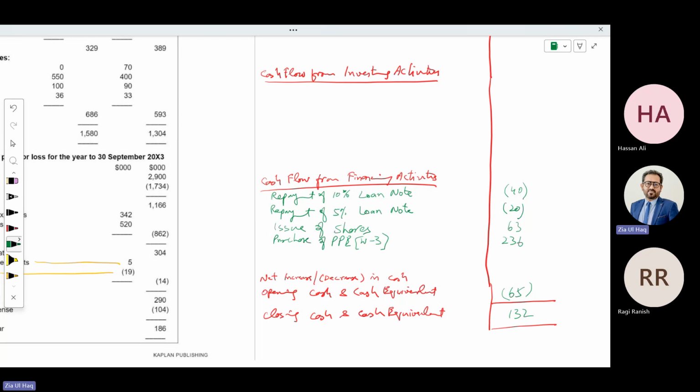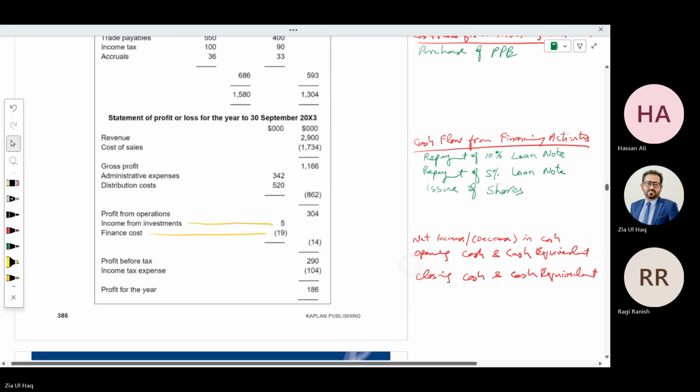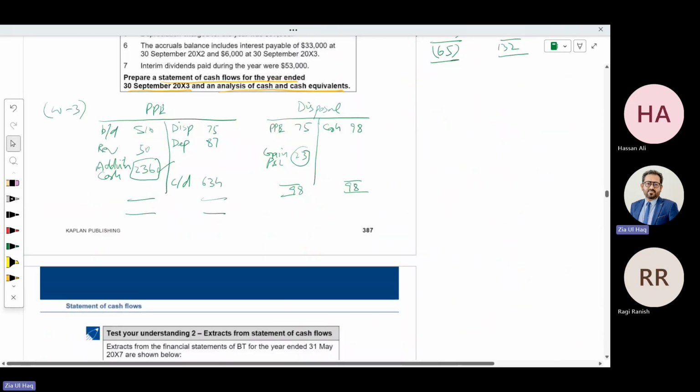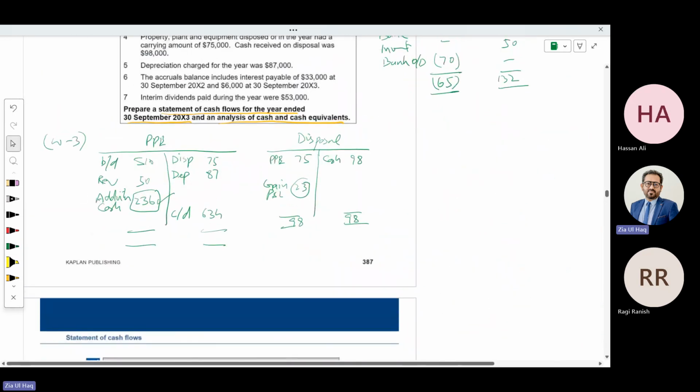Is that the correct place or wrong? It's very interesting. Yeah, it should be in investing. Purchase of property, plant and equipment, 236 outflow, from working. So the examiner should know from where you are picking this figure.